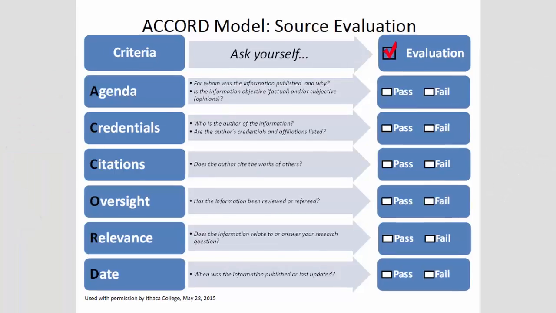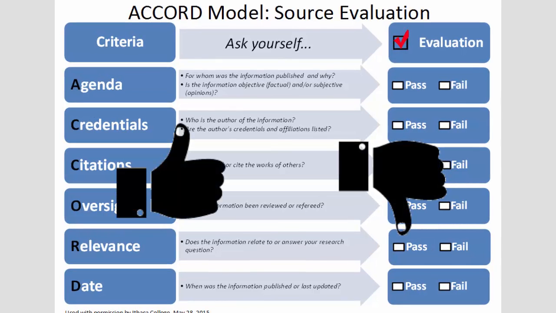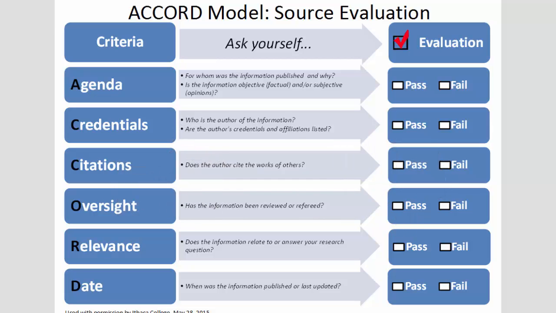A source for academic purposes may not be good or bad, but it will either be appropriate or not appropriate for your particular project. To get started, let's review the Accord model, and then you'll have the opportunity to evaluate sources on your own. On the left-hand side, you can see the criteria you will use to evaluate the sources. Then, the questions you will think critically on to determine if the source passes or fails your evaluation.